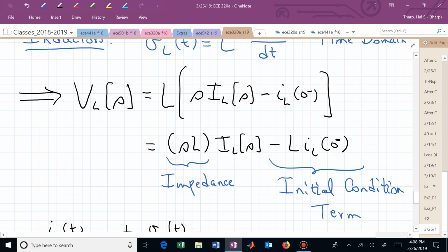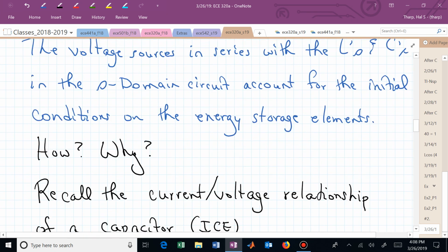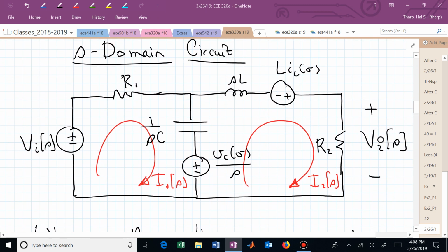And I'm saying that now that we have this circuit with the initial conditions incorporated, we can do this by inspection. We can write down two equations and two unknowns by inspection. We don't have any dependent sources, so the inspection process is quite easy.